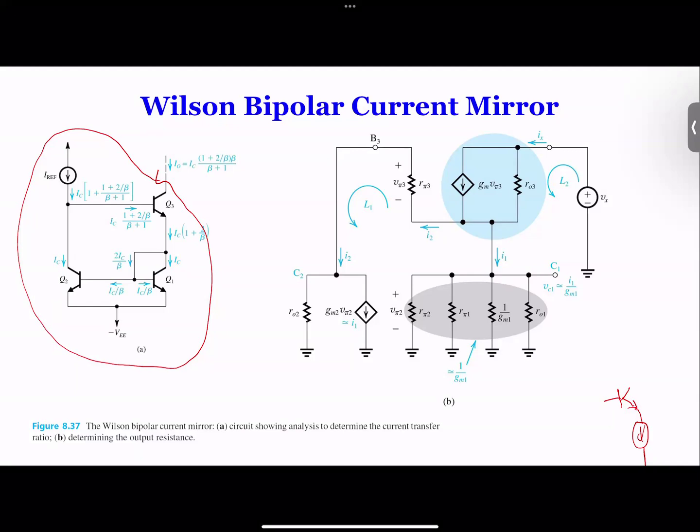And for the top, Q3, you simply draw the circuit: R pi 3 and gm times V pi 3, and RO3. And then the base of Q3 is connected to the collector of Q2.